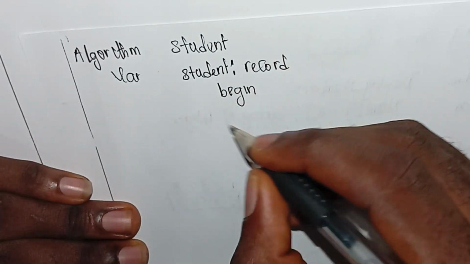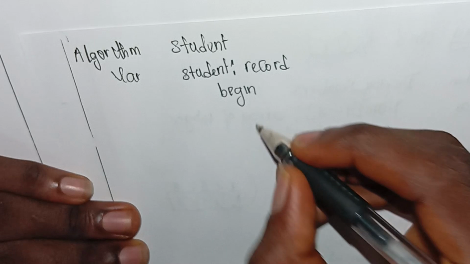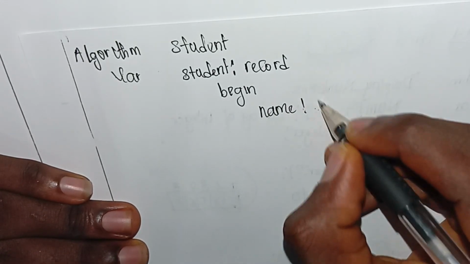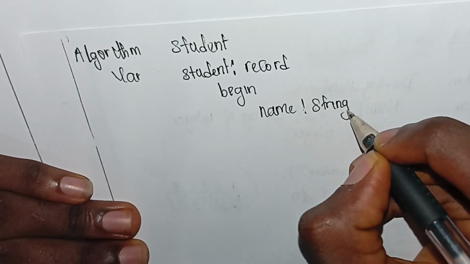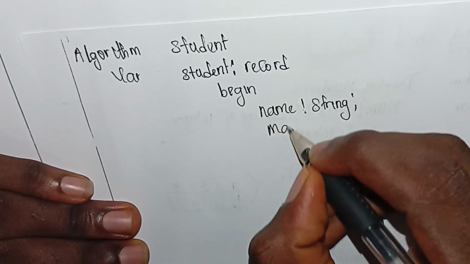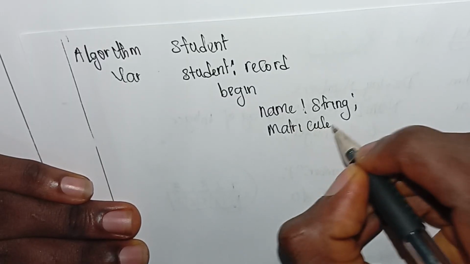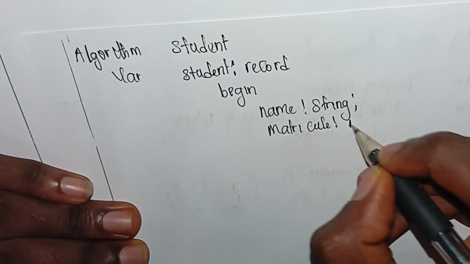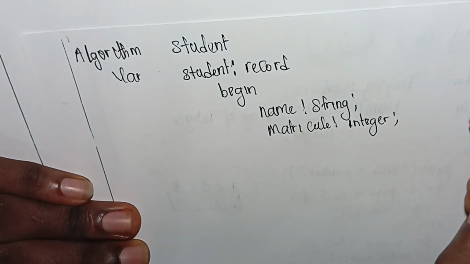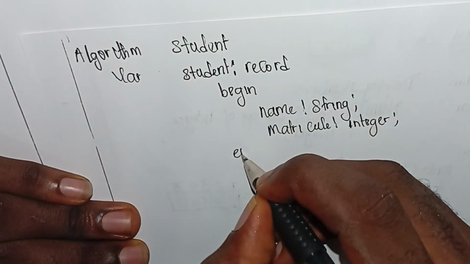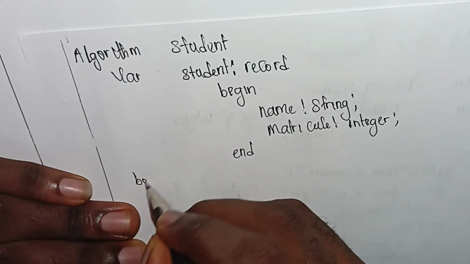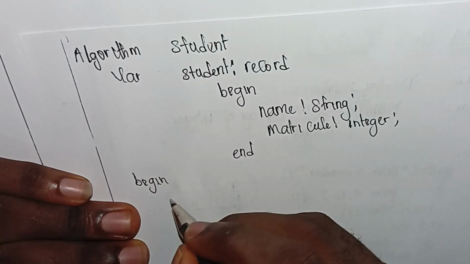Now inside our record, a student will have a name that is a string. A student will have a matricule, and the student's matricule is simply integers. It can be a really long number, but they are integers. Now we want to end our record. Once we have ended our record, we want to begin our algorithm.